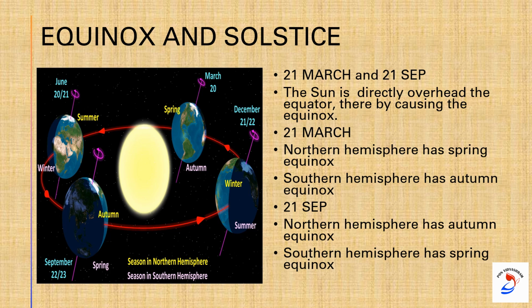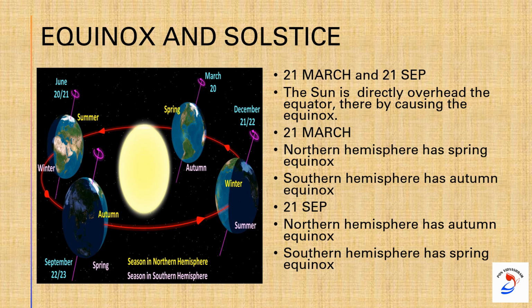Yes, here just look at this 21st March and 21st September. Just opposite of 21st March is 21st September. What is happening on 21st March in the northern hemisphere will happen in the southern hemisphere on 21st September. Okay, I'll repeat this. On 21st March and 21st September, the sun is directly overhead the equator, so it causes the equinox. On 21st March, the northern hemisphere has spring equinox and the southern hemisphere has autumn equinox. But on 21st September, the northern hemisphere has autumn equinox and the southern hemisphere has spring equinox.